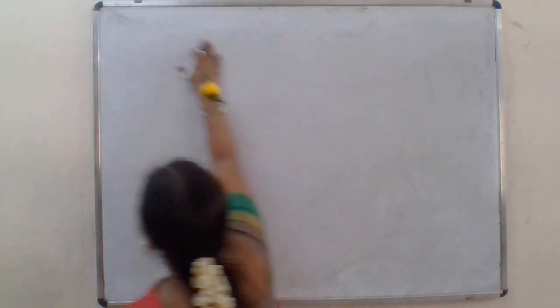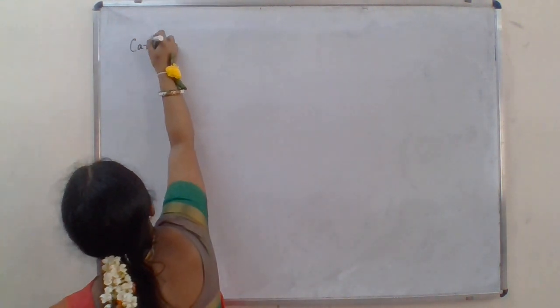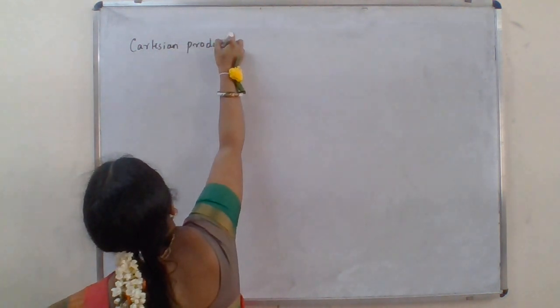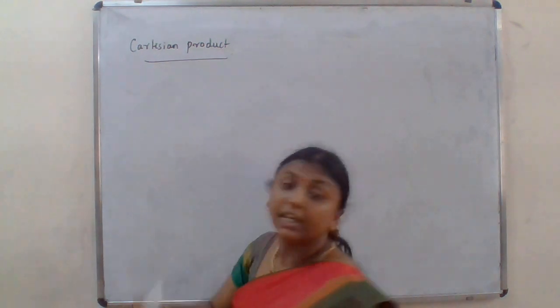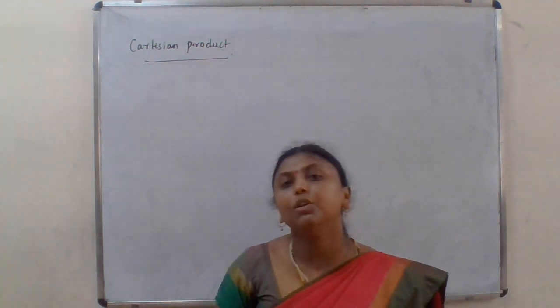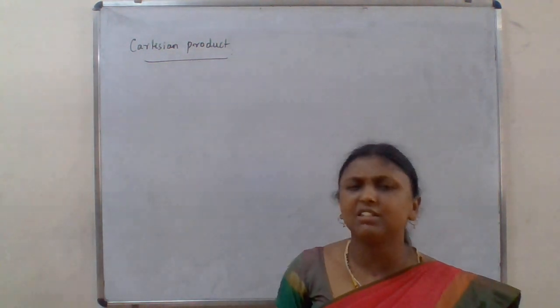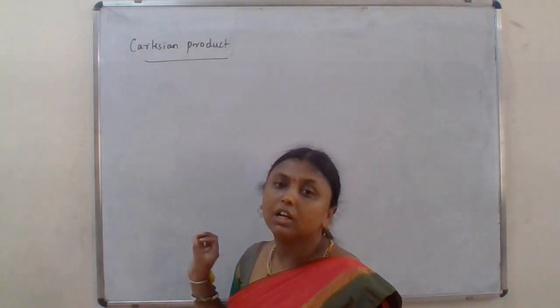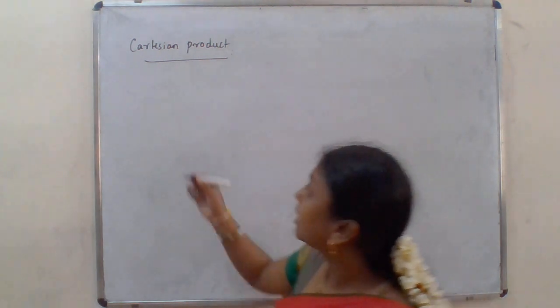Okay, next topic is Cartesian product. You can find the Cartesian product of 2 sets, 3 sets, 4 sets. You can solve it. So first I will take the basic definition, that is ordered pair.